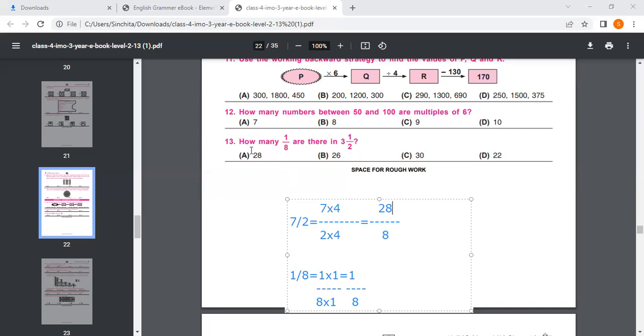Now what we will do, we have to find out how many 1 by 8 are there in 3 whole 1 by 2. 3 whole 1 by 2 represents 7 by 2. We will simply divide it. For example, if we have to find out how many 5 are there in 10, we divide 10 by 5. So similarly, we will divide it here. Now, what is the rule of dividing a fraction? We just make the fraction upside down. That is, the numerator goes in the place of denominator and vice versa. So, 8 will come in the place of numerator and 1 will come in the place of denominator. If we cancel 8 and 8, 8 divided by 8 is 1. So, 28 into 1 is equal to 28.